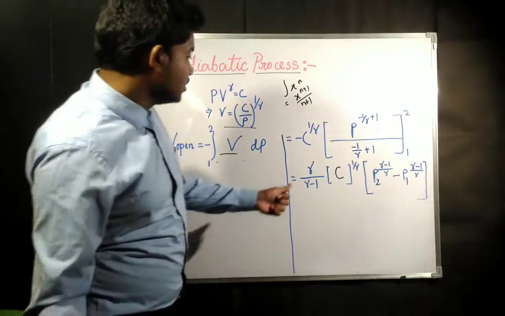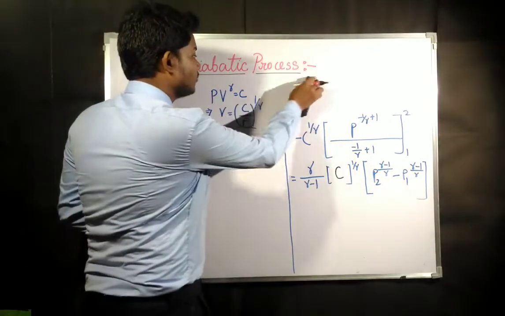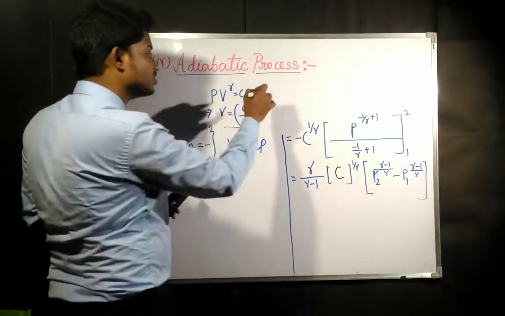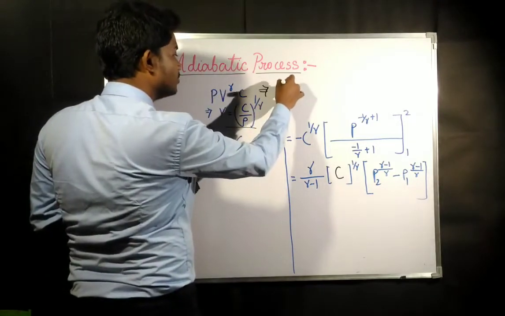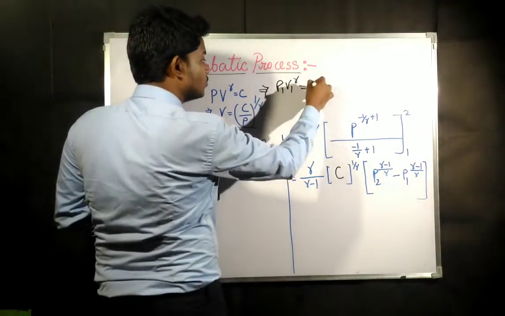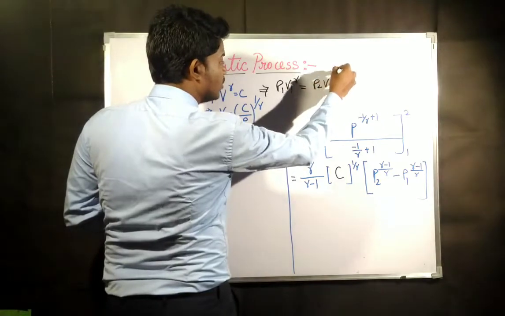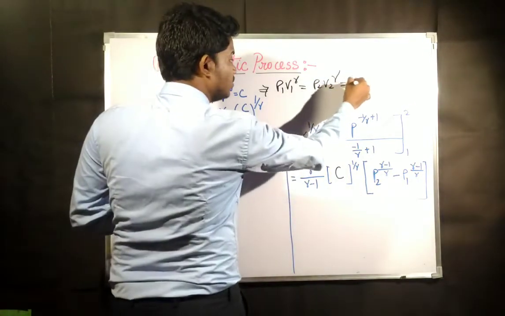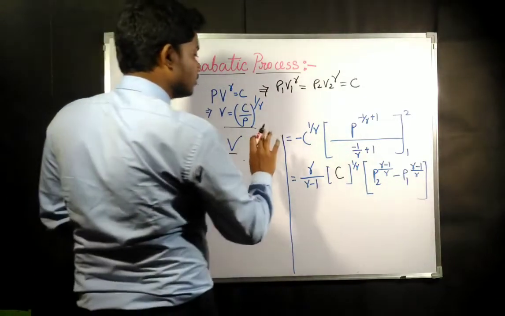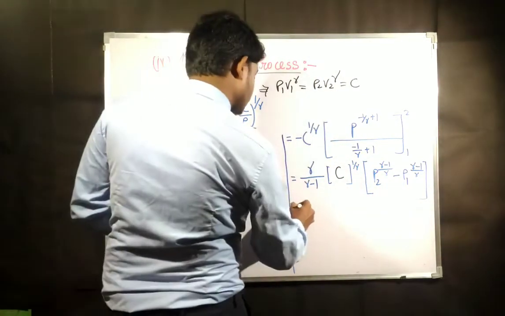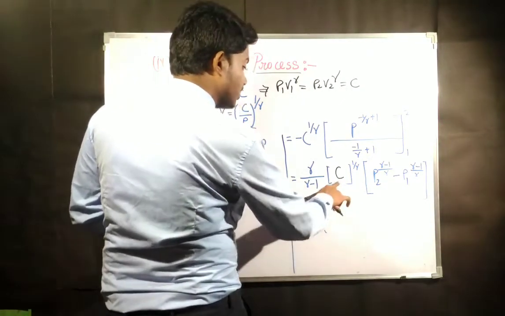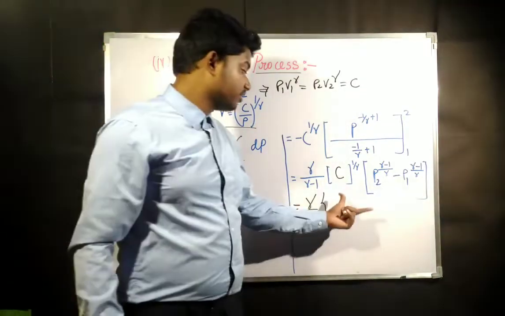Now what happens? You can see that PV to the power gamma is constant. That means from this equation we can write that P1 V1 to the power gamma equals P2 V2 to the power gamma, equals constant. Now if you multiply the gamma minus 1 by gamma term with C to the power 1 by gamma, with all of this, what will you get?